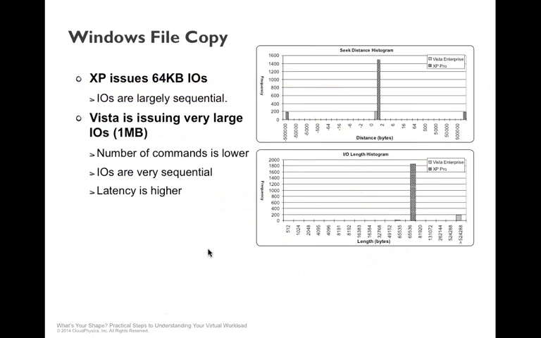So a quick example, right? We were able to see both the sequentiality pattern of this very simple workload as well as IO length, and be able to explain why it is that Windows Vista is so much better at file copying, so much faster, while issuing so few IOs.